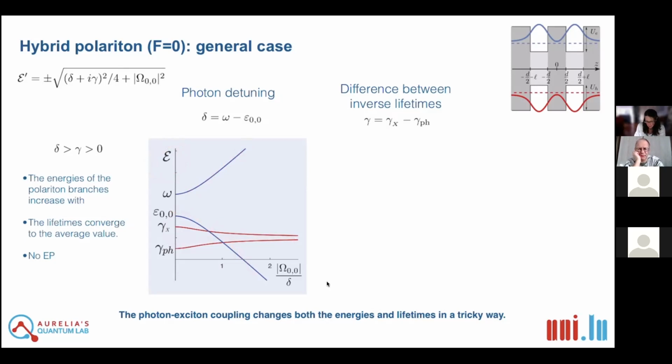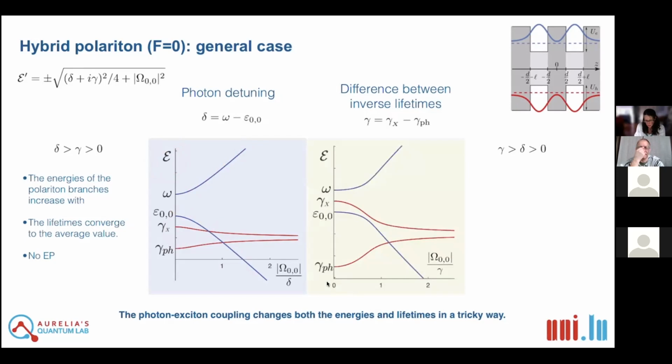And if we look at the case where the difference between the inverse lifetimes is larger than the coupling, before we had some exceptional points here. Now, if we do add the detuning, what we find is that there are no more exceptional points, and all the energies have their own lifetime and eigenvalues at any point. There is no more coalescence.